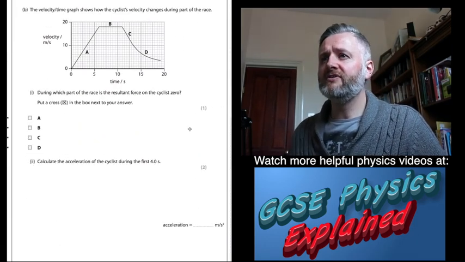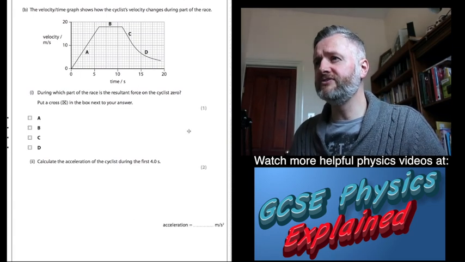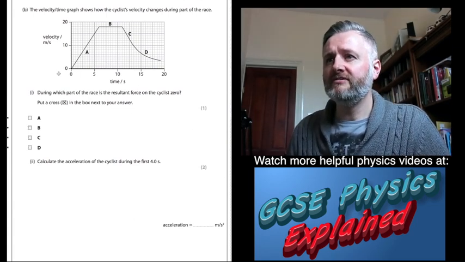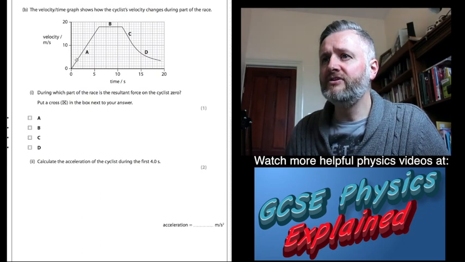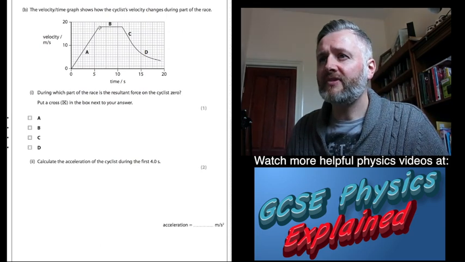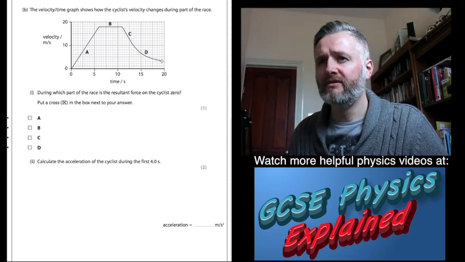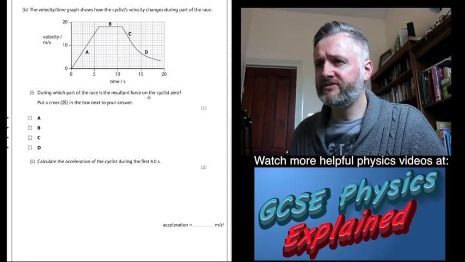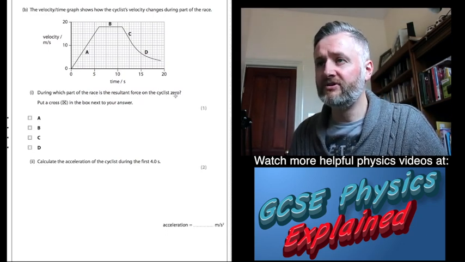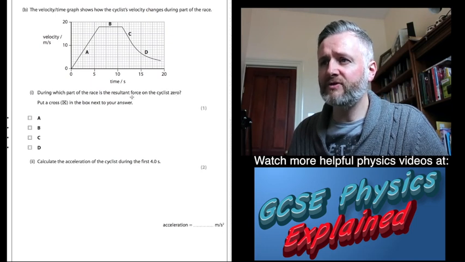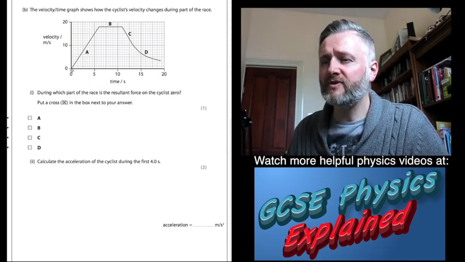Question B, the velocity-time graph shows how the cyclist's velocity changes during part of the race. You can see the velocity is increasing over time at first, so that means they are accelerating. Then you've got a steady speed, and then the velocity is coming down, so it's decelerating. During which part of the race is the resultant force on the cyclist zero? Well, it's either when they're not moving, or when they're moving at a steady speed. So moving at a steady speed, that's part B there.